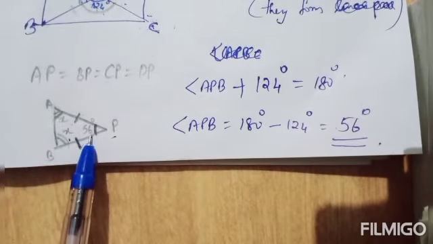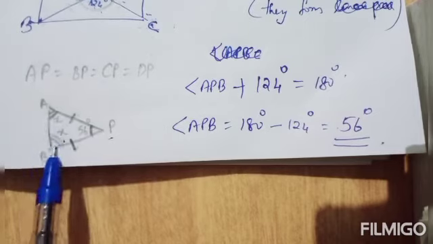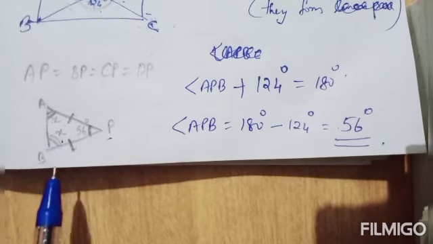Okay, one angle of a triangle is 56 degrees. So you can find the other two angles.